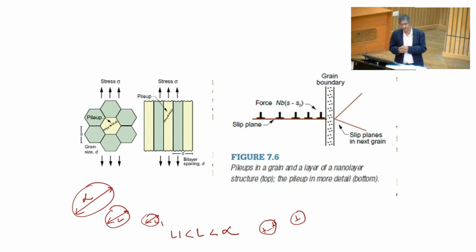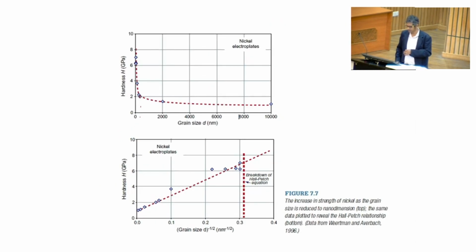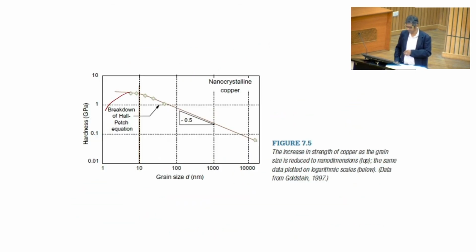So I would rather say that these aspects of pile up and the force acting on the obstacle can only happen when you have a critical size of grain, and that size is where this kind of breakdown of the Hall-Petch relationship or equation can happen. Okay, you can see it is happening here, say it is happening there also, it is happening here also. So everywhere it is happening, correct?